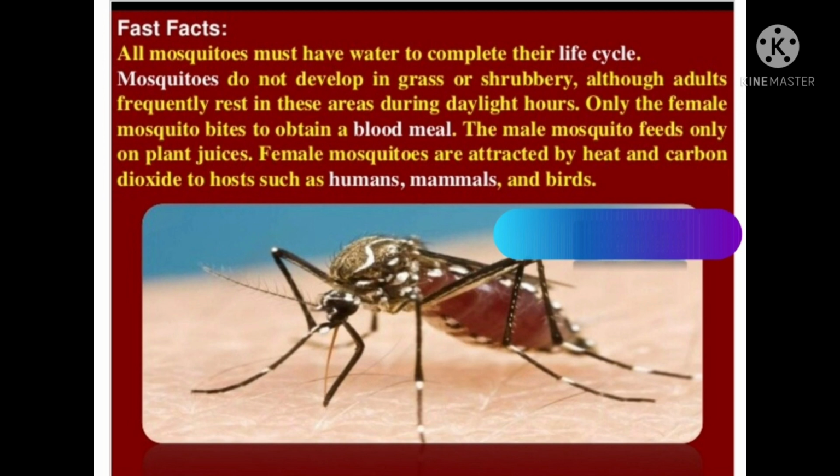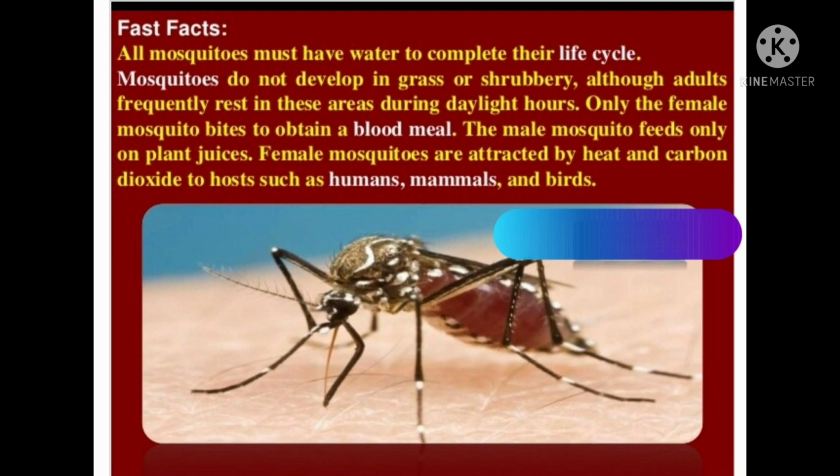Let's learn some fun facts about mosquitoes. All mosquitoes must have water to complete their life cycle. That's something interesting. Mosquitoes do not develop in grass or shrubbery, although adults frequently rest in these areas during daylight hours.